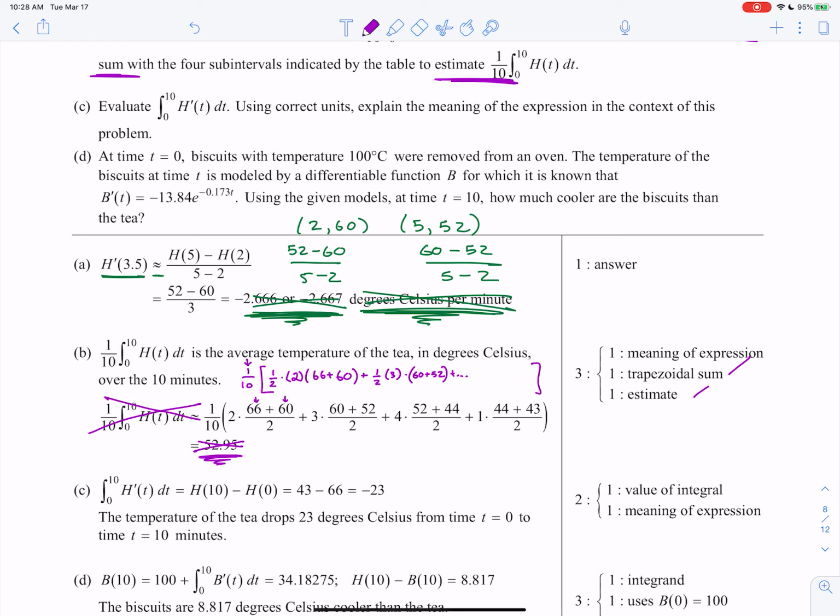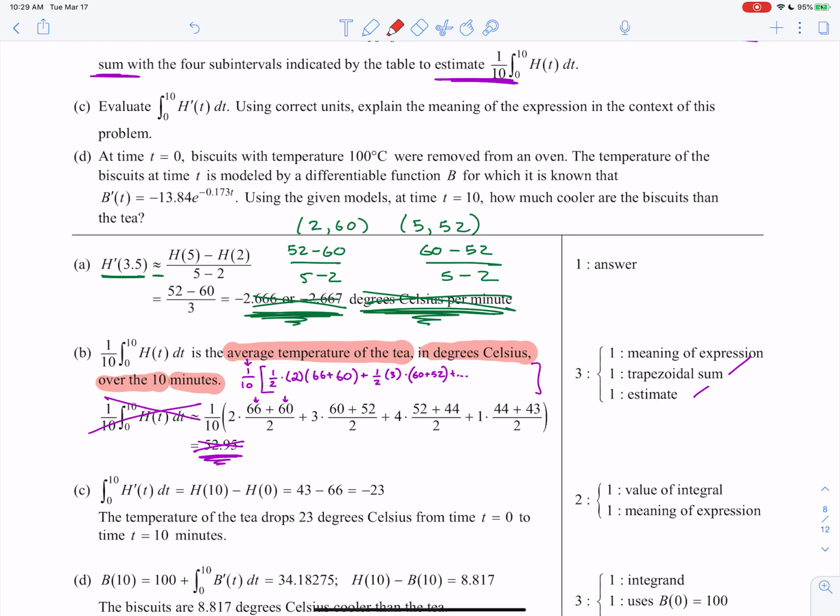H of t, if you read the problem, you know that it represents the temperature of the tea. So to get that third point, the meaning of the expression, you're looking for the average temperature of the tea, but notice how they have units, okay? In degrees Celsius over the course of 10 minutes. So units are important. You can't just say it's the average temperature of the tea over time.